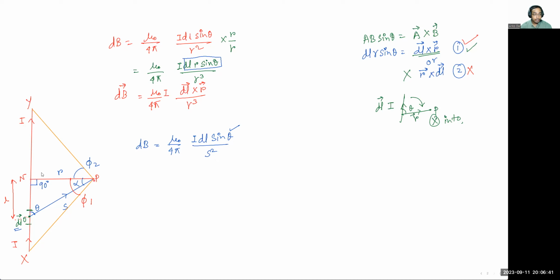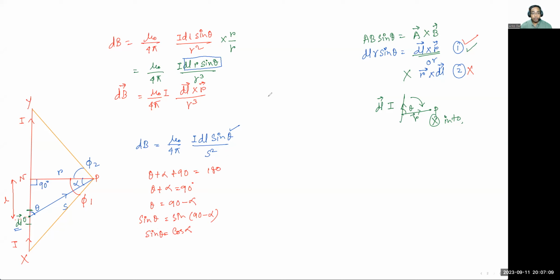In this triangle, you can see there are three angles: theta, alpha, and 90 degrees. So definitely the sum of all these is going to be 180. So theta plus alpha plus 90 degrees is equal to 180. So definitely theta plus alpha is equal to 90 degrees, and theta is equal to 90 minus alpha. So sine theta is going to be sine of 90 minus alpha. That means it's cos alpha. So sine theta is cos alpha.